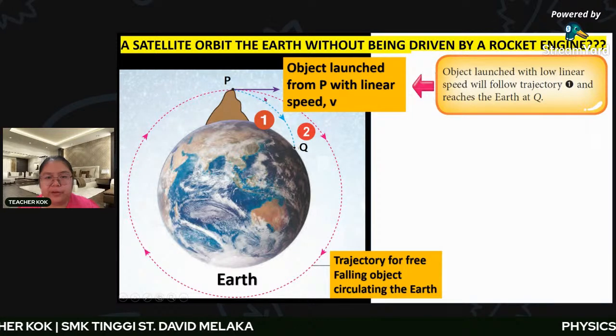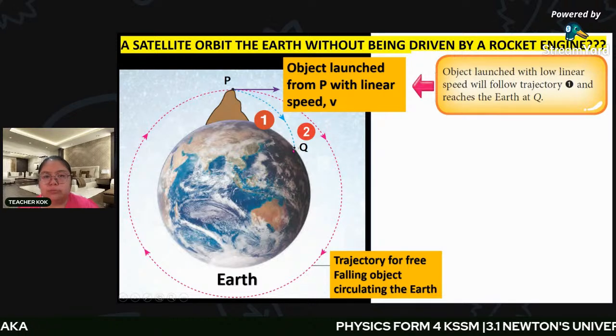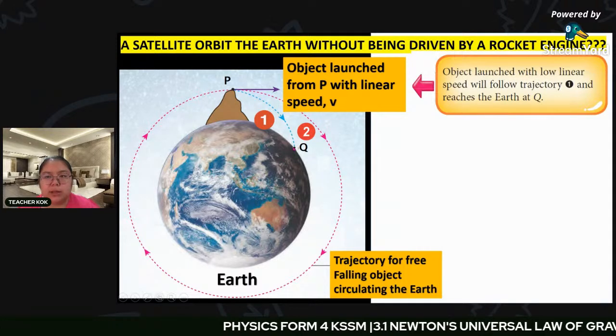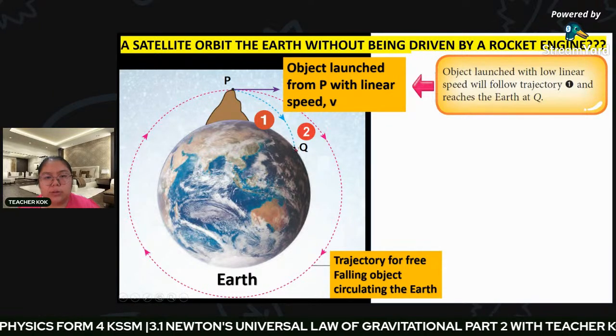Trajectory one means the first one. Also, they will reach the Earth at the cube. That means the speed is not enough, just low only. So after that, they will hit back to the Earth.